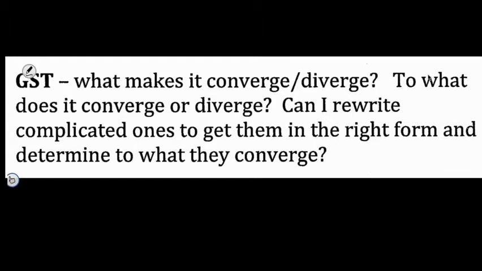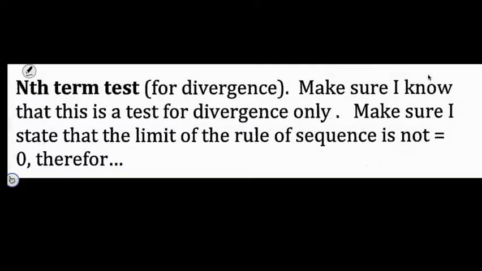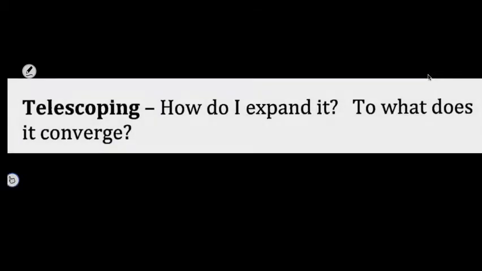Can you rewrite some complicated ones like that one on the past screen to get them in the right form, a times r to the n? The nth term test for divergence. It's a one-way test. Make sure you know that you can never say something converges by the nth term test. Know that you take that limit as you send n to infinity, and if you do not get 0, then you conclude divergence by this test. If you do get 0, this test is inconclusive and you need another test.